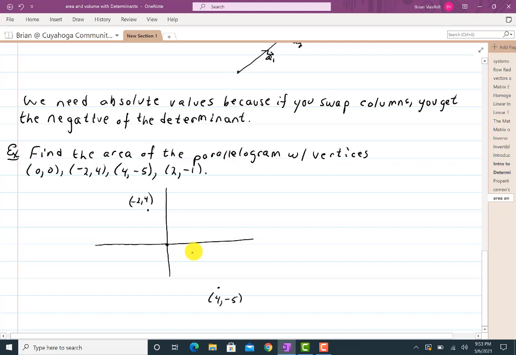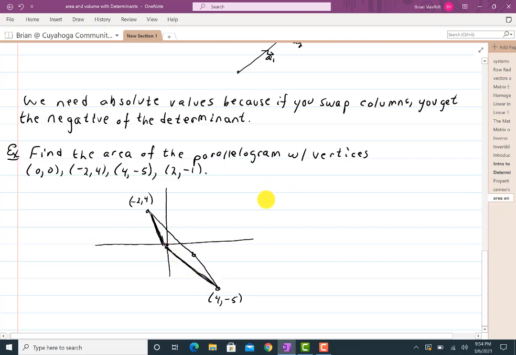Now let's take a look and see what we have. I'm going to connect these like so. So it looks to me like here's a corner, here's a corner, here's a corner, and here's a corner. And it looks like then that this vector is one that I want right here. You darken it in. And this vector here is one that I want.